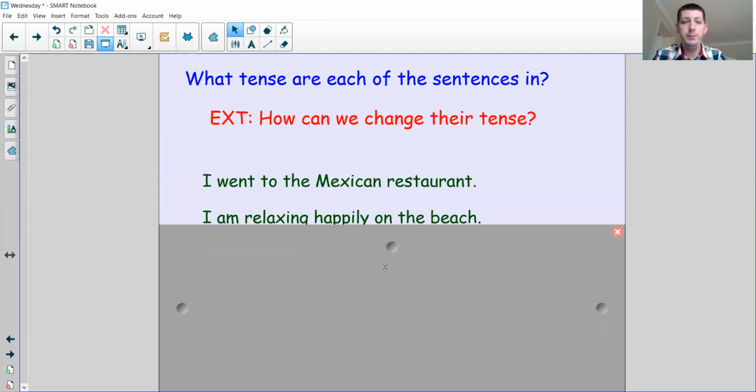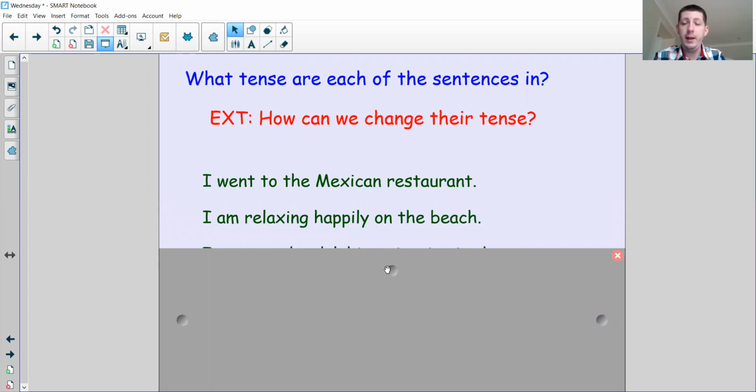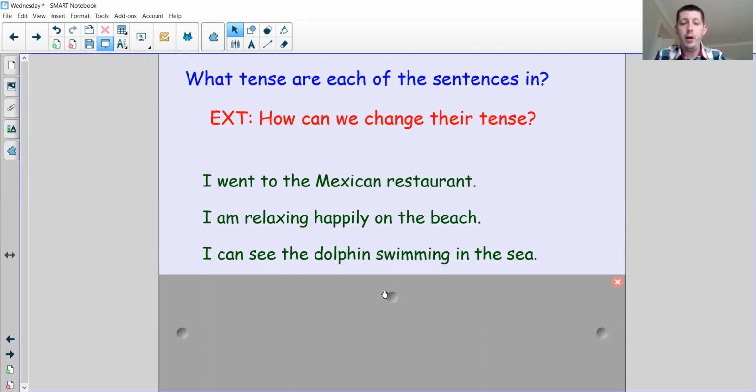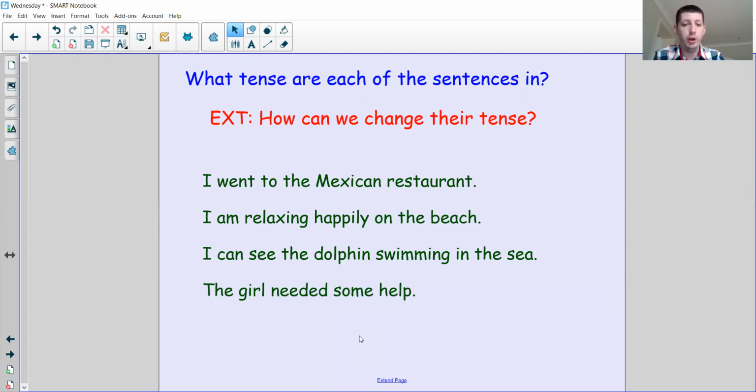Second one. I am relaxing happily on the beach. Past or present? Third one. I can see the dolphins swimming in the sea. Past tense or present tense? And the final one. The girl needed some help. Is that in the past or is that in the present?